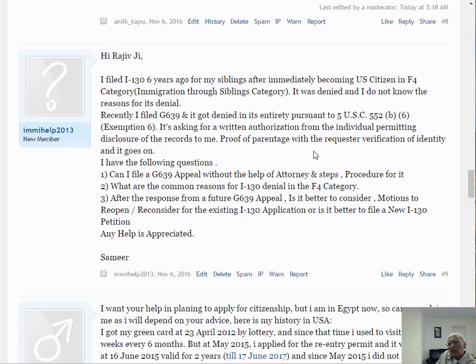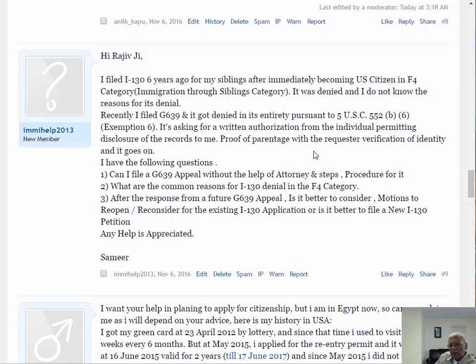Well, I think what you can do is, I don't know what the RFE is. You could run it by a local lawyer and show them what should be done. But because you filed the I-130, you can tell the government, I am only looking for information about my petition. I'm not looking for information about a third party. So they are wrong in requiring more authority since it's your case.